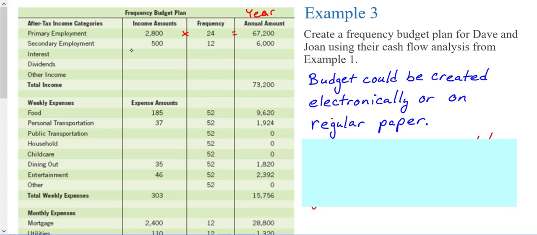Okay, and you do that with every category. Secondary multiplied times 12 would give you 6,000. And then your total income is the total amount of the income right there.